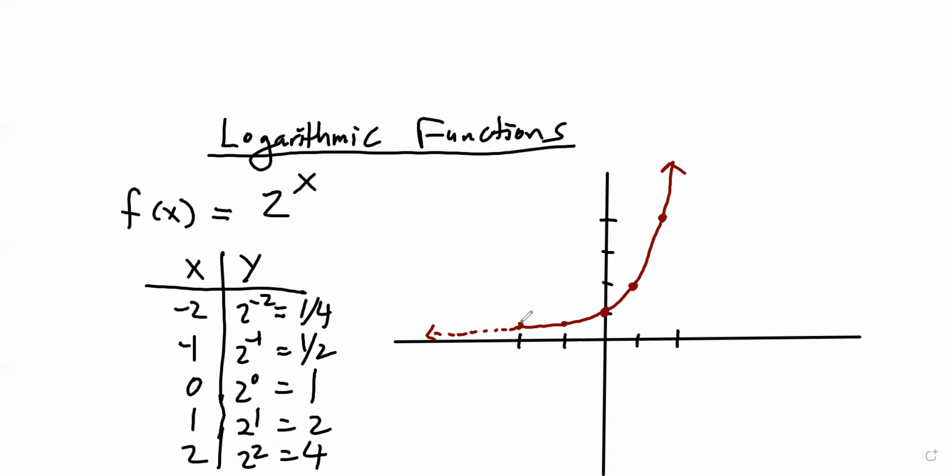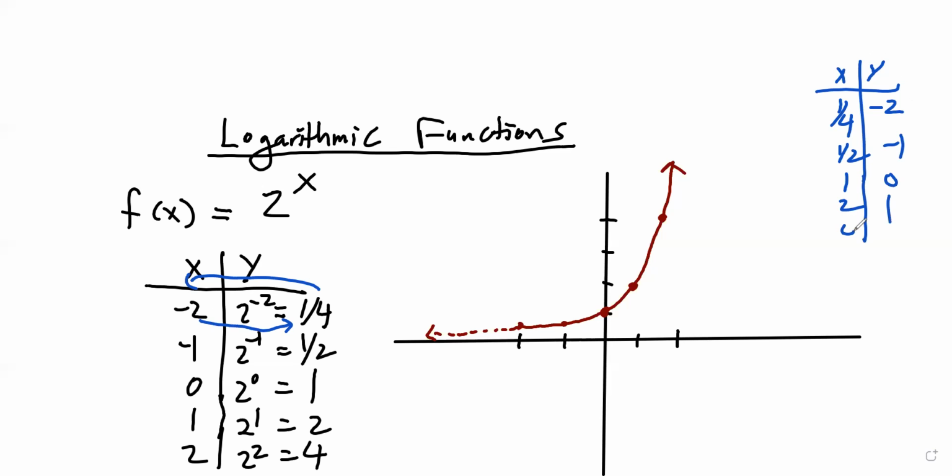That's what I'm after. I want to know what the inverse of this graph is. Well, remember, with the inverse, we were just switching the points, right? I can find the points by switching them. So I'm going to basically switch x and y in this table here. If I switch it, my new values are going to be 1/4 and -2, 1/2 and -1, 1 and 0, 2 and 1, 4 and 2, right?